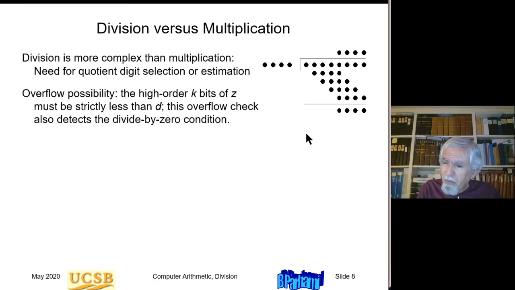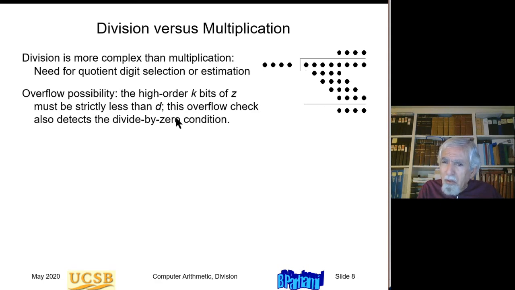So whereas we did not have any overflow in multiplication because the product of two k-bit numbers is always representable as a 2k-bit number, the ratio of a 2k-bit number by a k-bit number is not always representable as a k-bit number. So we need an overflow check. That overflow check is pretty simple. The high order k-bits of Z must be strictly less than D. So I only have to look at these 4 bits. If D were 3, as in the previous example, 0011, these 4 bits should be less than 0011. They can't even be equal to 0011. So they can be, for example, 0010. In that case, there's no overflow.